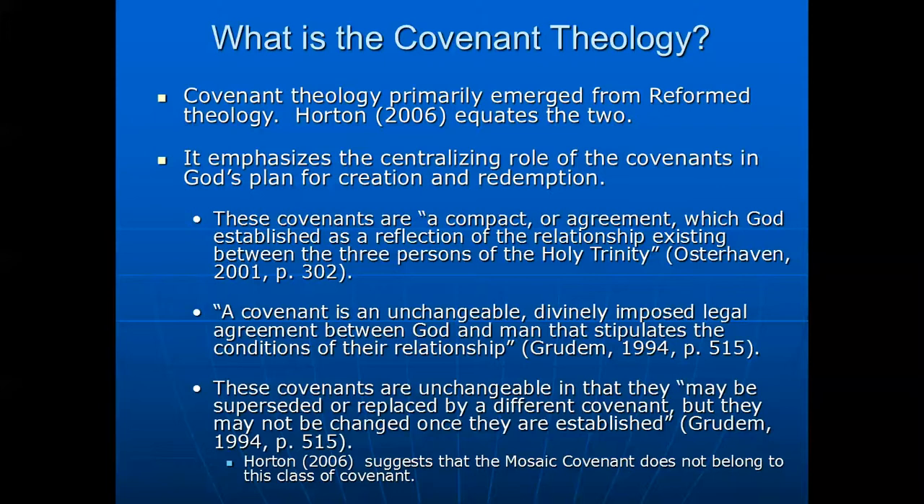Grudem defines a covenant as an unchangeable, divinely imposed legal agreement between God and man that stipulates the conditions of their relationship. Now, the interesting thing here is that Horton will later argue that the Mosaic covenant does not fit into this unchangeable covenant category, that it's actually a kind of covenant of works that can be broken by humans. We'll get to that in a little bit. Also important is the idea that these covenants are unchangeable in that they may be superseded or replaced by a different covenant, but they may not be changed once they're established. That's why we see a kind of progressive movement here too.